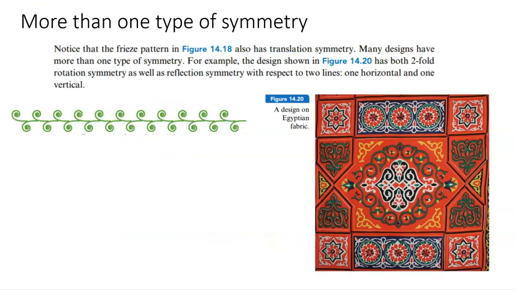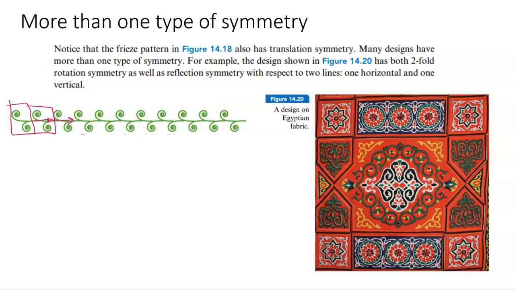Notice that this pattern actually has translation symmetry also. So we can say this whole image gets translated to the right, right? So it's got more than one type of symmetry, and you can have more than one type of symmetry.